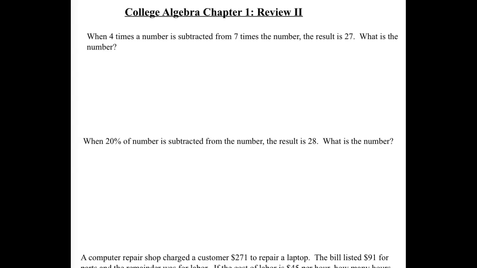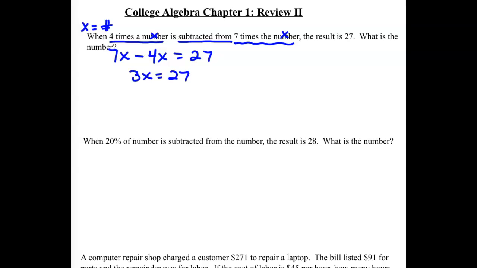It says when 4 times the number is subtracted from 7 times the number, the result is 27. What is the number? So we're going to let x equal the number that we're looking for. It says when 4 times a number, which is our x, so we have 4 times x, when that amount is subtracted from, so we actually have to subtract this from something else. Then we're saying we're subtracting it from 7 times that same number, so we're subtracting it from 7x, and our result is 27. Combining like terms, we've got 3x equaling 27. And then dividing, we've got x being 9.